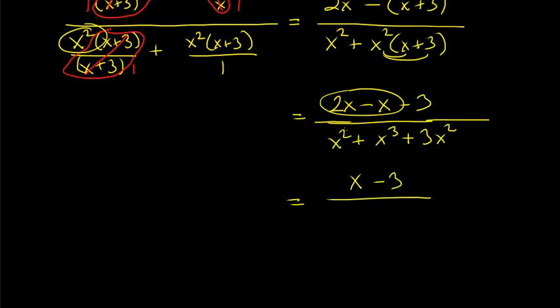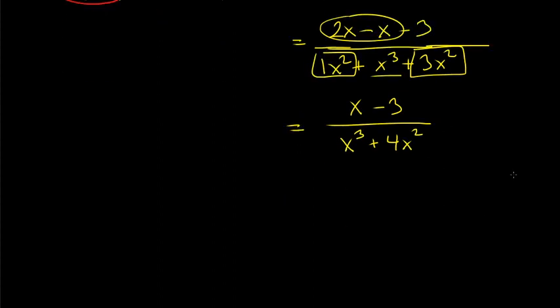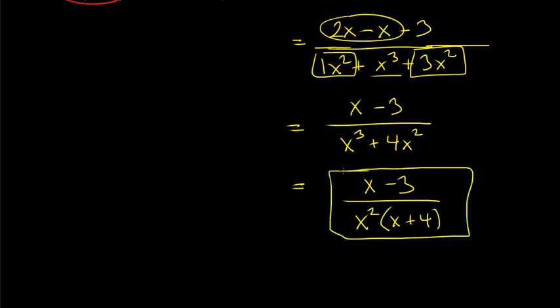And then we have, be careful, 1x squared plus 3x squared is 4x squared. But we also have the x cubed here, so I'll put the x cubed in front. And I think that's it. Can we simplify? Well, we can't factor the numerator, it's just x minus 3. We can factor an x squared out of the denominator, leaving you with x plus 4. But it doesn't look like anything cancels. So we're done. That's our answer.